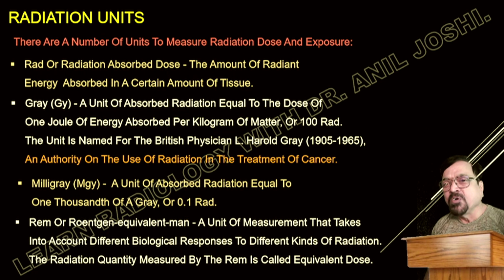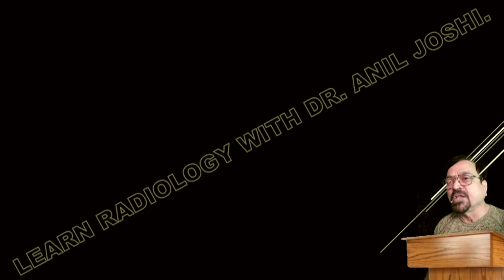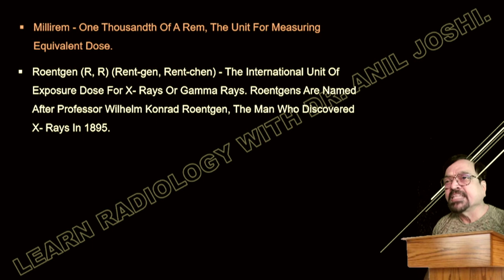Then is the REM, or radiation equivalent man, a unit of measurement that takes into account different biological responses to the different kinds of radiation. The radiation quantity measured by the REM is called equivalent dose. Now the millirem, one thousandth of a REM, is the unit of measuring equivalent dose.